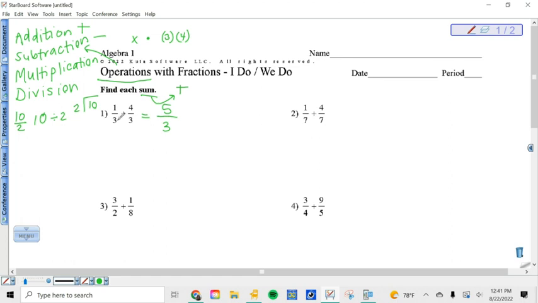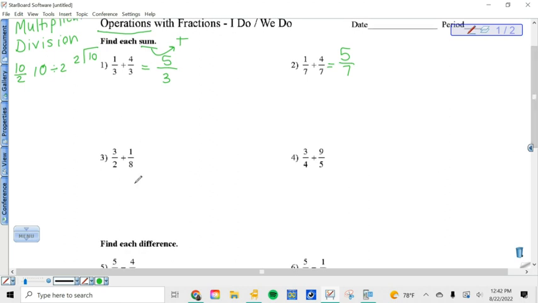My denominators are the same, so my denominator is going to stay the same. What do I get in the numerator? 5, right? 1 plus 4. Now numbers 3 and 4, do they have the same denominator or different denominators? Different. So let's use the butterfly method. Can I remind you how to do it? We take the numerator of one and multiply it by the denominator of the other, and then just the opposite. Those are our little butterfly wings.